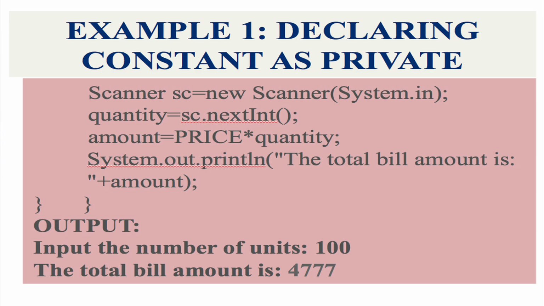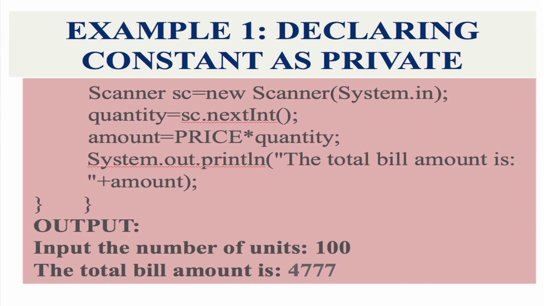So you can see the output where we have mentioned to input the number of units, 100, and the total bill amount that will be calculated, 100 multiply 47.77. So finally it will be calculated as 4777. You can see here system.out.println, that is a message, the message is total bill amount. You can see the same message will be in the output. So this is the program.